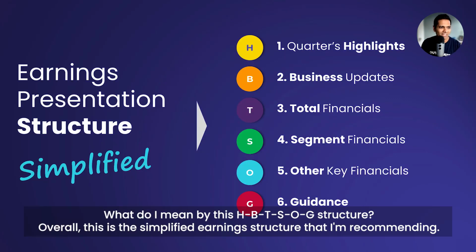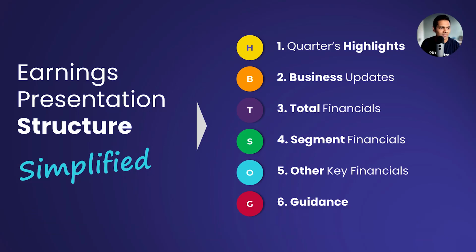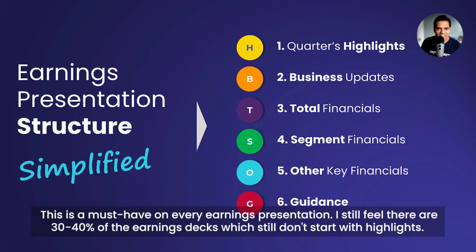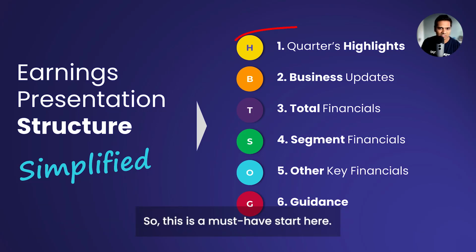What do I mean by this HBTSOG structure? Overall, this is the simplified earnings structure that I'm recommending. H stands for highlights. So this should be the very first slide on your earnings deck, where you're going over the highlights of the quarter. This is a must-have on every earnings presentation. I still feel there are 30-40% of the earnings decks which still don't start with highlights. So this is a must-have.